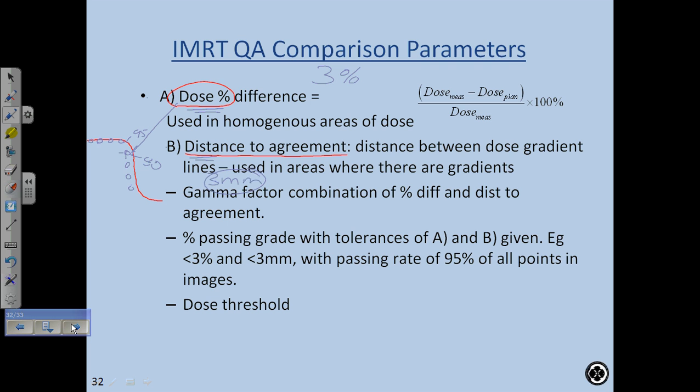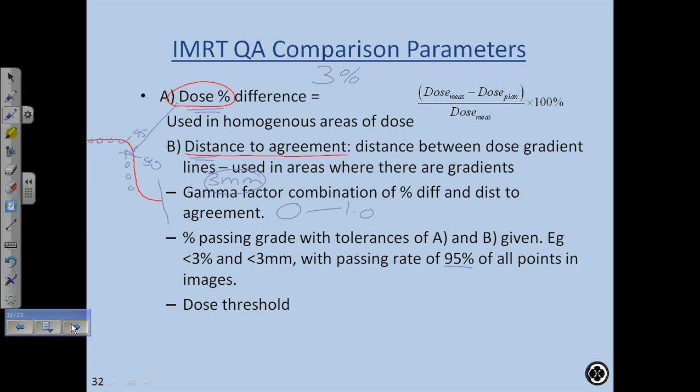Now the gamma factor goes from 0 to 1.0, and the gamma factor is a combination of both of these. The percent passing grade has tolerances of A and B, given this is 3%, 3 millimeters, with a passing rate of 95%. This is a typical passing rate, 95%. I would say that's more for head and neck. For prostate, I expect 98 to 100.